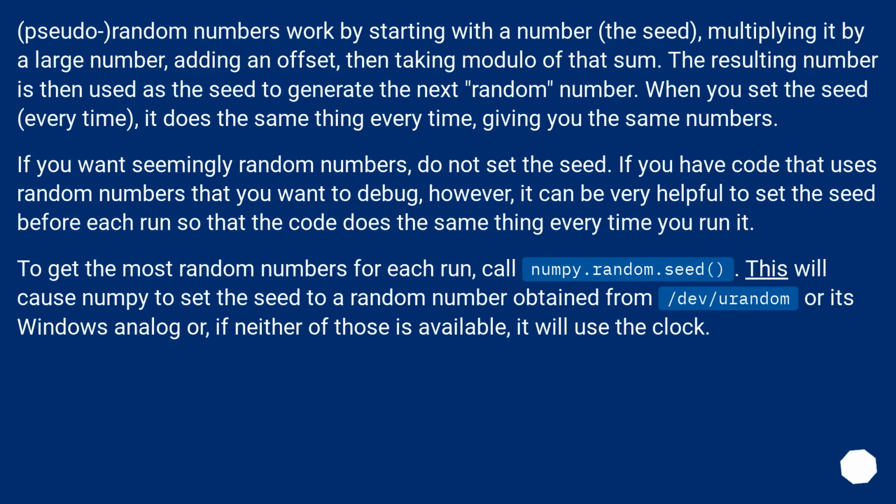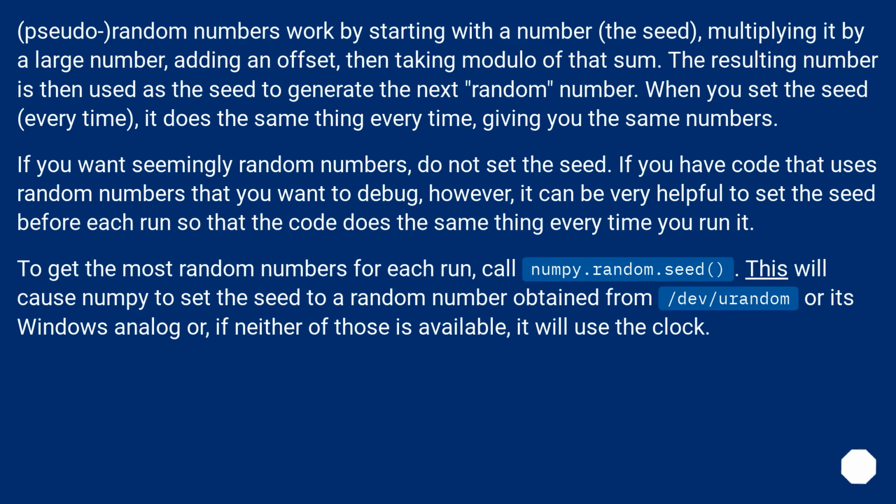Pseudo-random numbers work by starting with a number, the seed, multiplying it by a large number, adding an offset, then taking modulo of that sum. The resulting number is then used as the seed to generate the next random number. When you set the seed, it does the same thing every time, giving you the same numbers. If you want seemingly random numbers, do not set the seed.